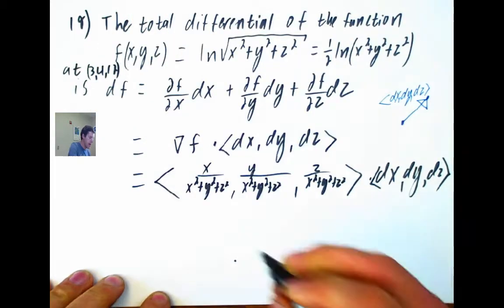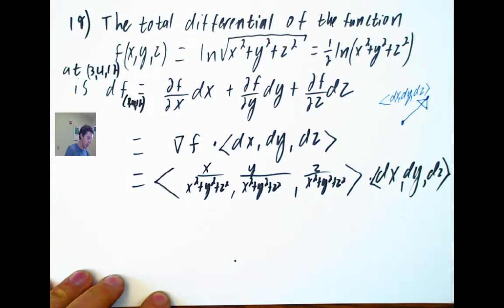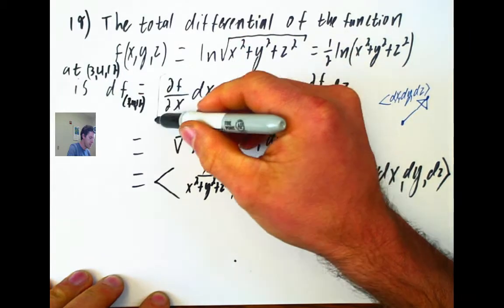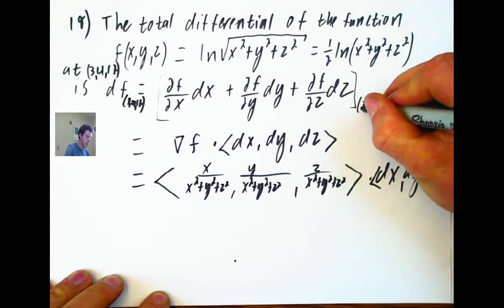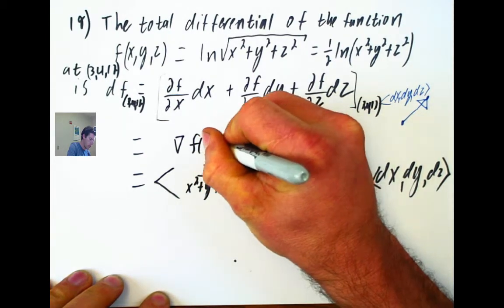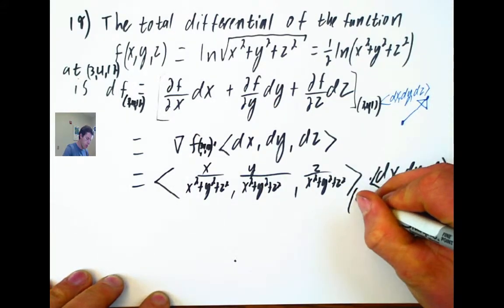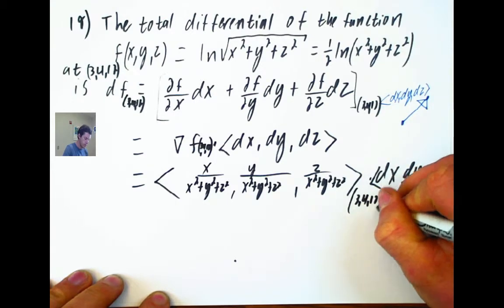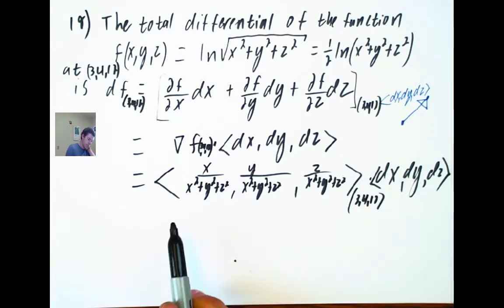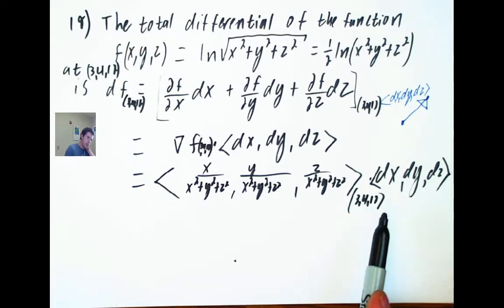Is df evaluated at 3, 4, 12? Sorry, that came out a little bit too small right there. You might not be able to see it. And then all this evaluated at 3, 4, 12. Okay, and so I need to evaluate this at 3, 4, 12. And that means I need to evaluate this at 3, 4, 12. Oh boy, something tells me 3 squared plus 4 squared plus 12 squared. Okay, 3 squared plus 4 squared is 25. 25 plus 144 is 169.